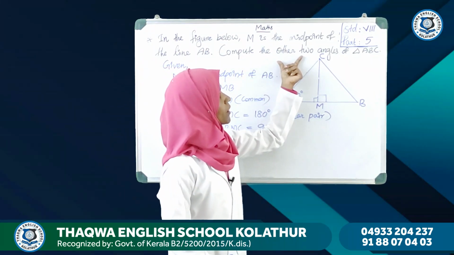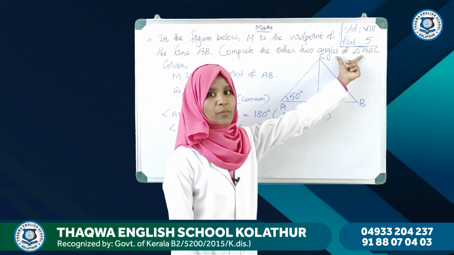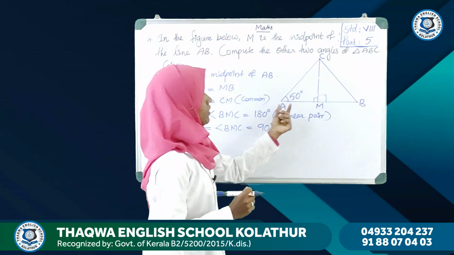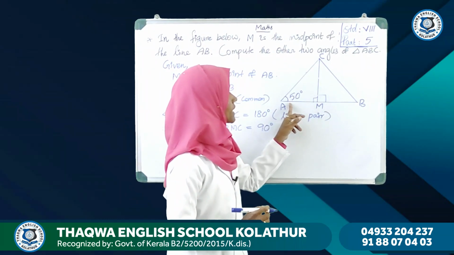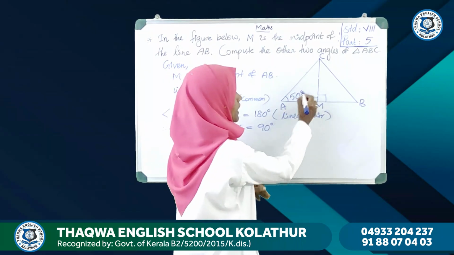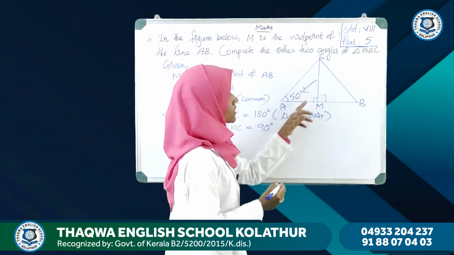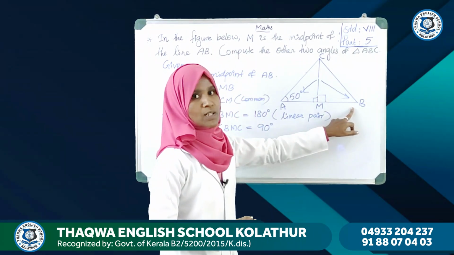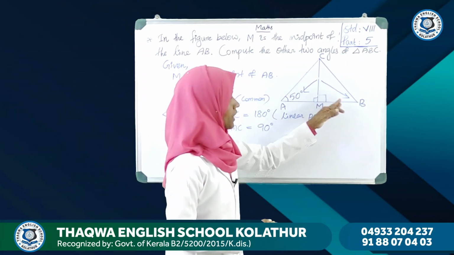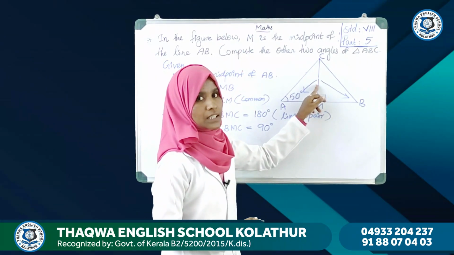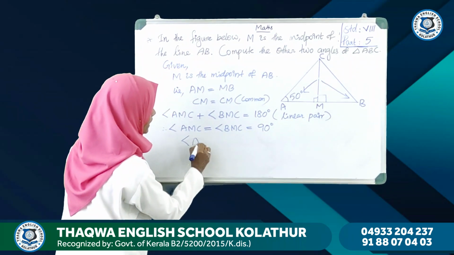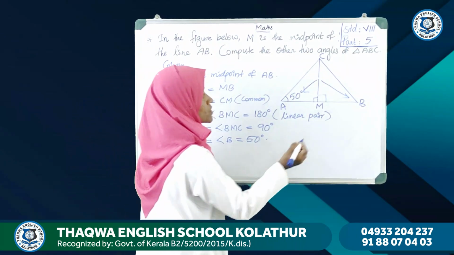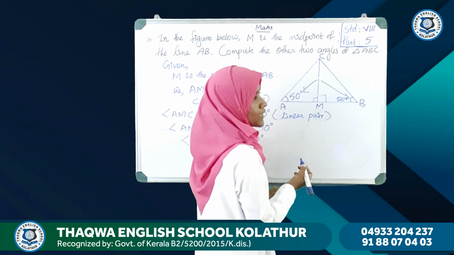But our question is, compute the other two angles of triangle ABC. Now we have to find out here. Angle A equals 50 degree. The angle A is opposite to the side CM. Then we can write angle B is also 50 degree. Why? Angle B is opposite to the side CM. Okay. We can write angle A equals angle B equals 50 degree. So angle B is 50 degree.